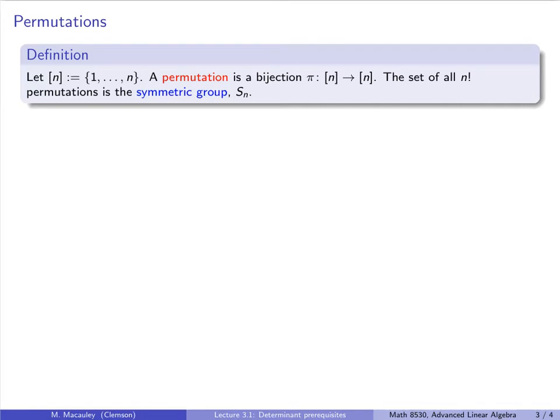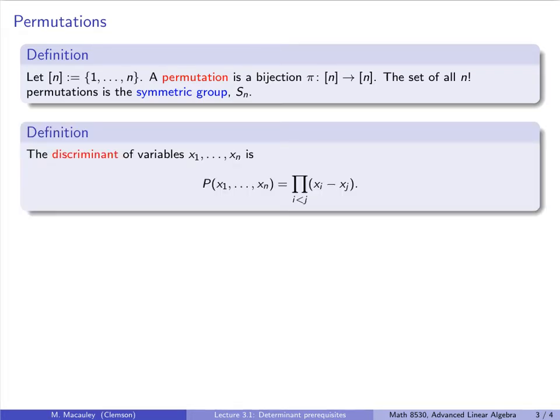So throughout, this bracket n is going to be the set of numbers 1 up to n, and a permutation is a bijection from that set to itself. There are n factorial permutations of n objects, and these comprise what is called the symmetric group, denoted Sn. Now, you don't need to know that this is a group. We are not going to use the fact that it's a group. I'm just giving this to you because this is what it's called. It's a nice name for it. And I will use Sn to denote the set of permutations. We won't use the group structure.